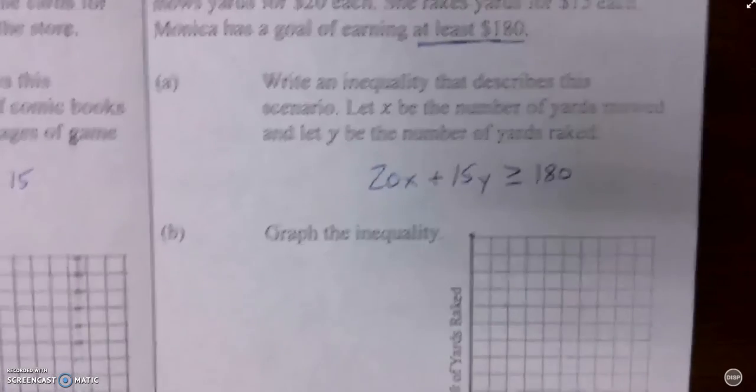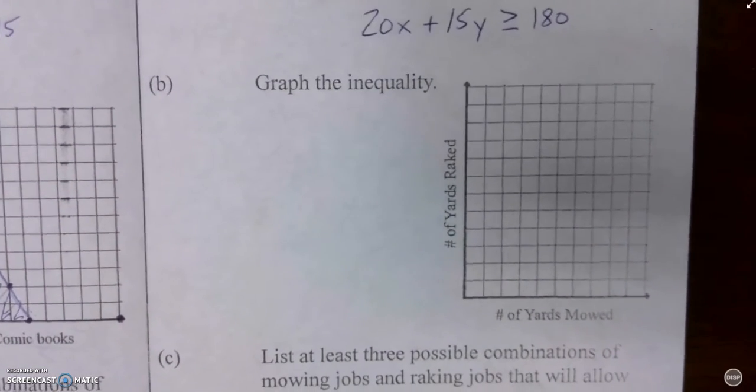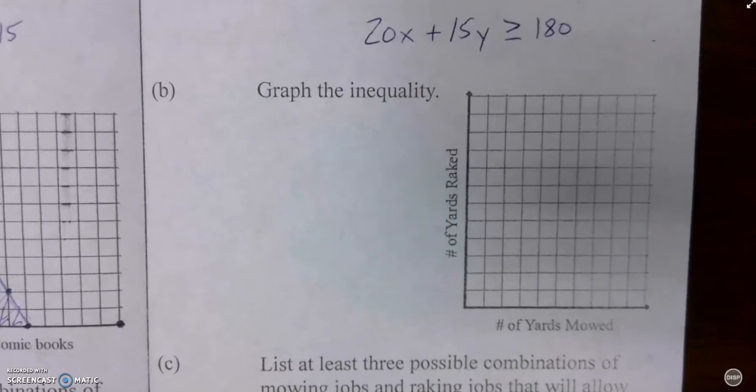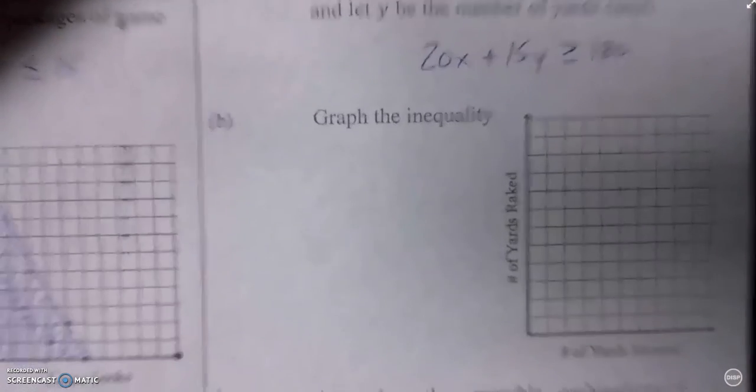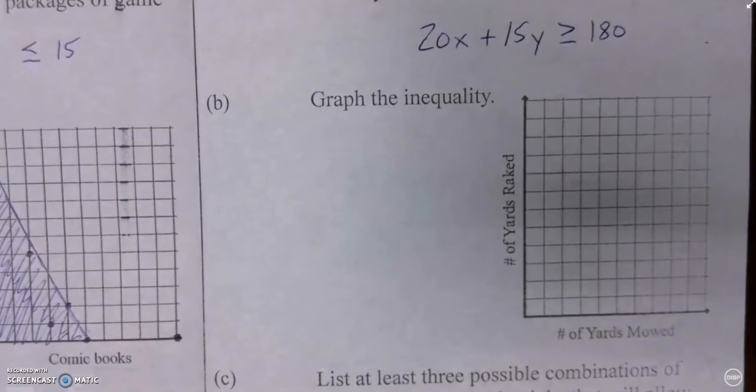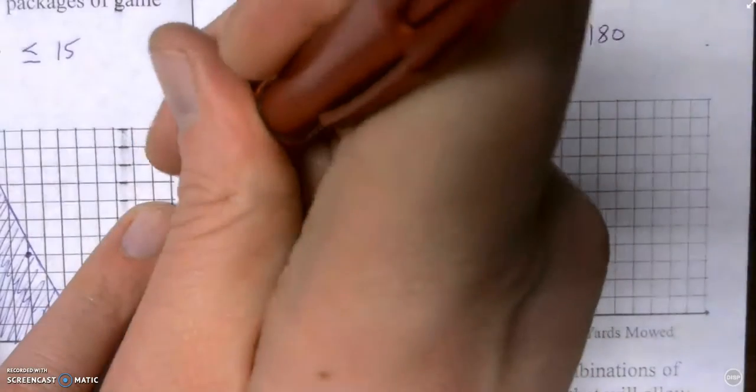Let's do part B. Graph the inequality. Let's do this again. Let's pause. This time we'll pause it for about 3 minutes, and you try to make the graph. All right, here we go.